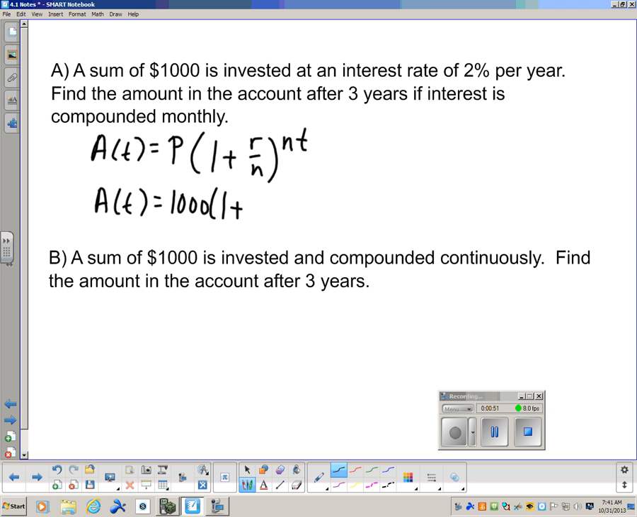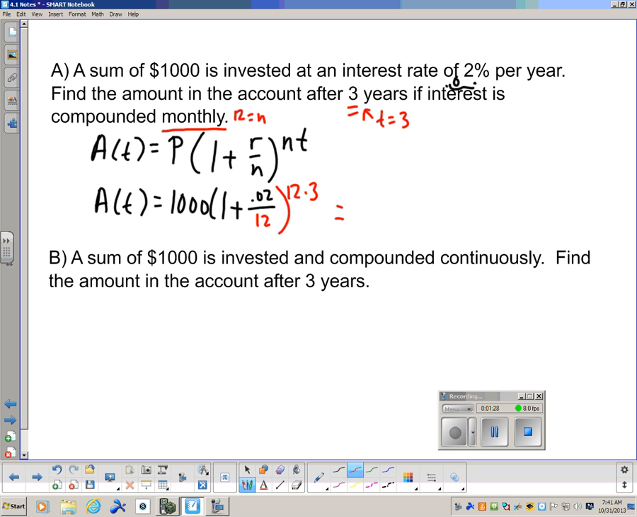The interest rate there has to be written as a decimal. So got to move the decimal point over 2 places. So I get 0.02. And then n is the number of times being compounded per year. And it says monthly. There are 12 months in a year. So my n value there is going to be 12. And my t value up there is the number of years it's invested. It's invested there for 3 years. So I'm going to put 3 up there for t.